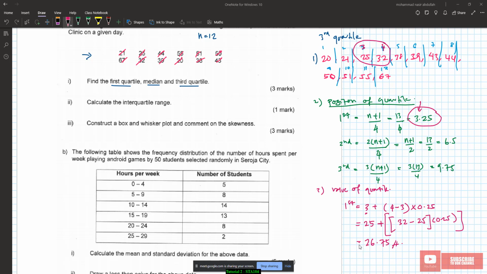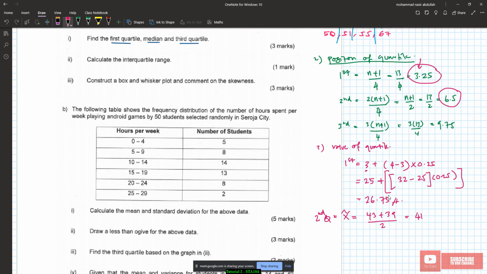And then for quartile number 2, which is median, should be 6.5. So 6.5 is in the middle of 39 and 43. So 43 plus 39 divided by 2. So this one should be 43 plus 39 divided by 2. Median should be equal to 41. So median is also equal to second quartile, right?